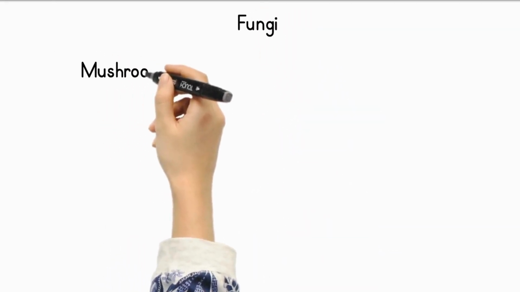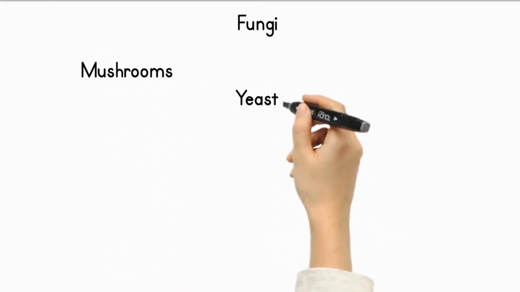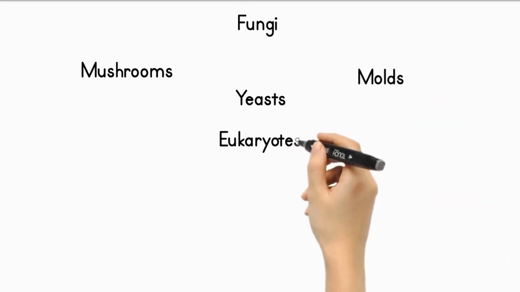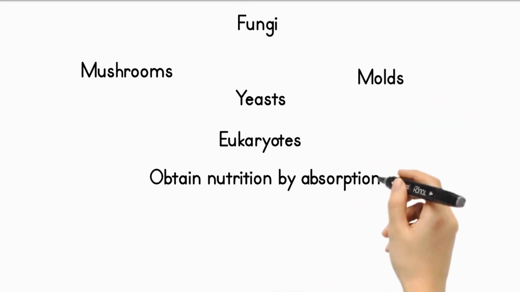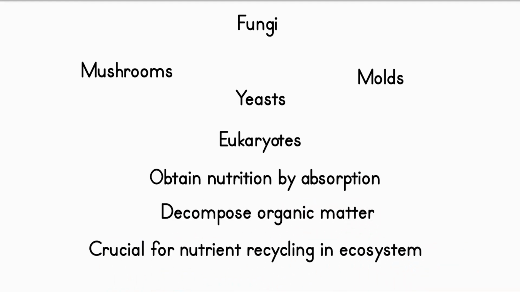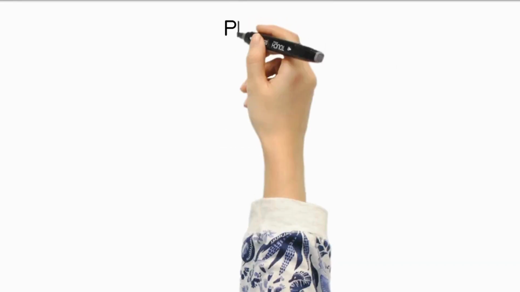Moving on to the fungi kingdom, which includes familiar organisms like mushrooms, yeast, and molds. Fungi are eukaryotes and obtain nutrition by absorption. They decompose organic matter and are crucial for nutrient recycling in ecosystems.